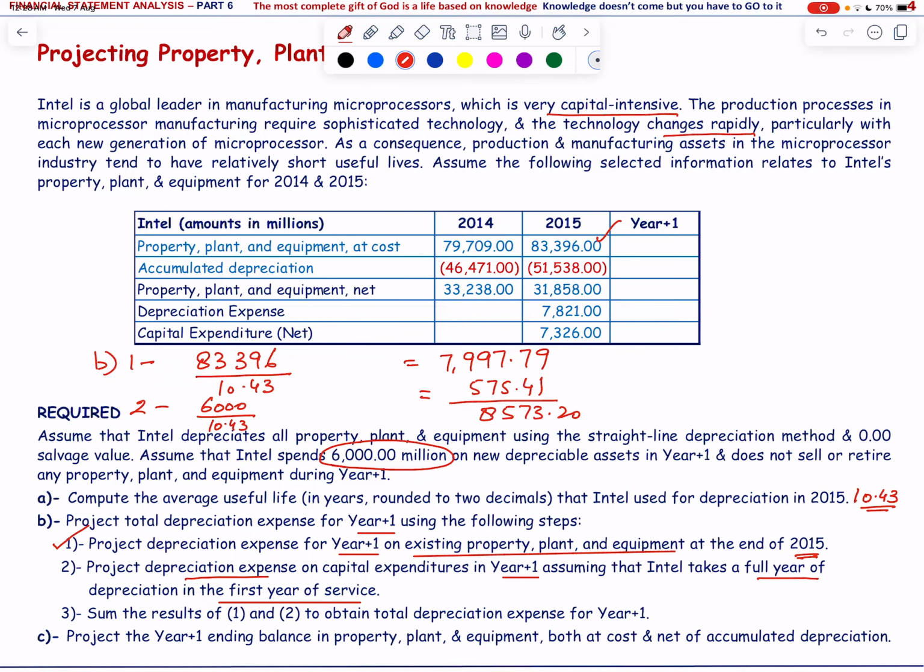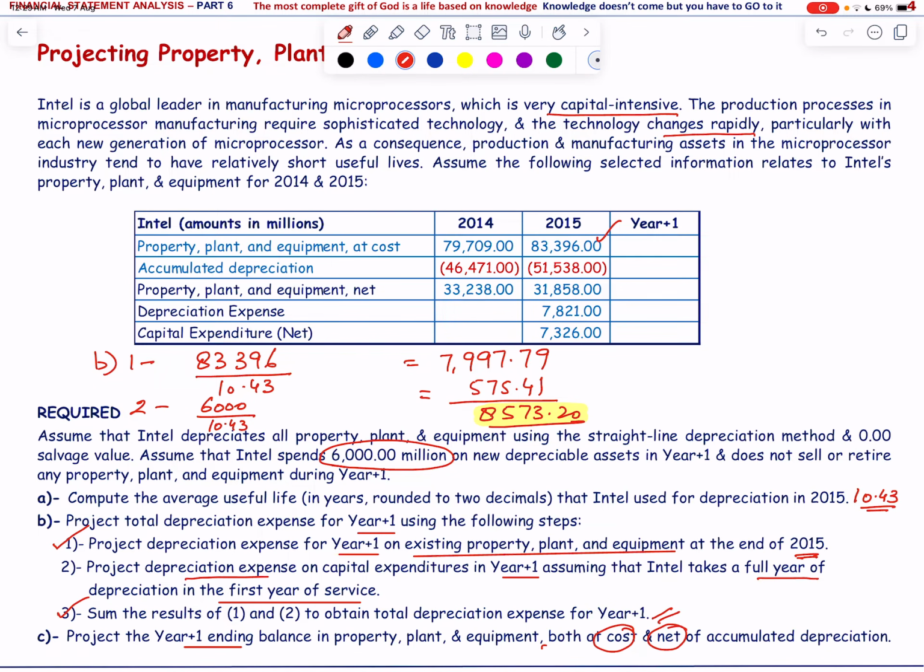Okay. Then we go to number 3. Sum the result of 1 and 2 to obtain the total depreciation expense for year plus 1. So the total depreciation is 8573. Okay. And then we go to number C. Project the year plus 1 ending balance in property, plant, and equipment both at cost and net of accumulated depreciation.